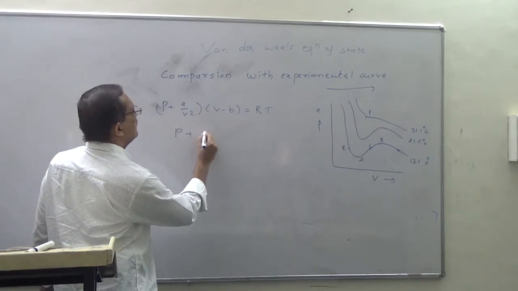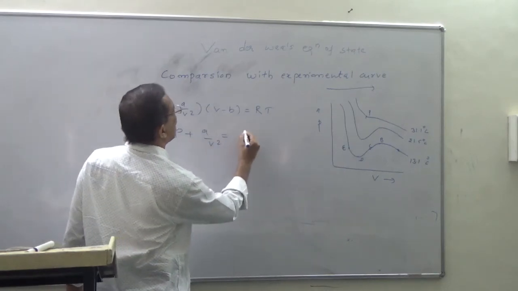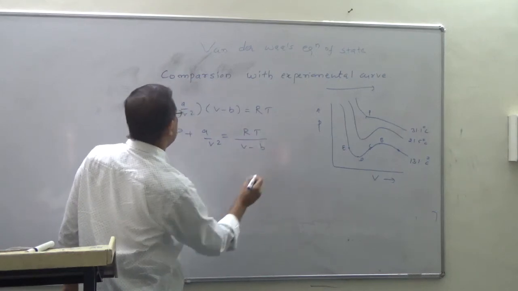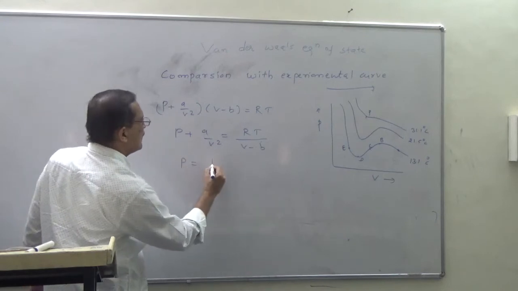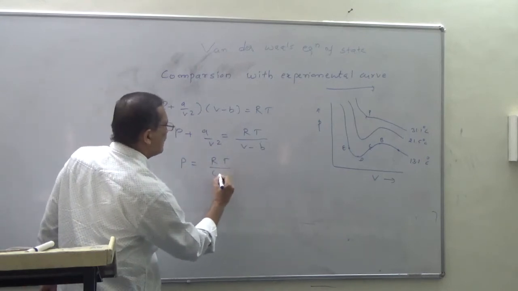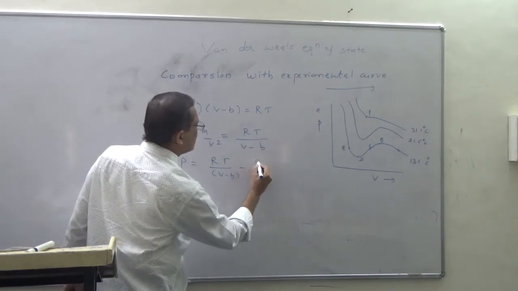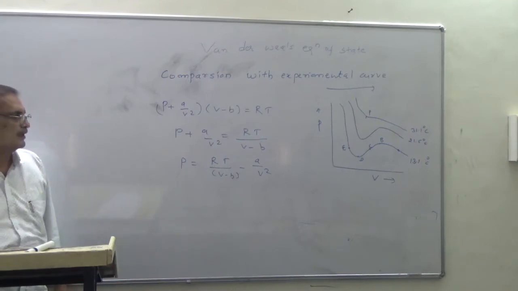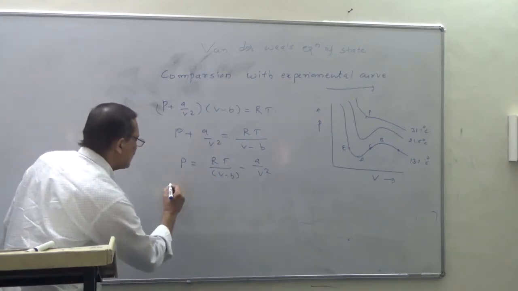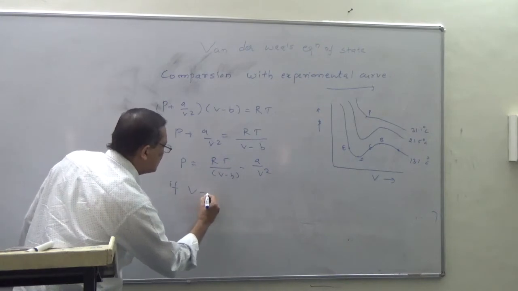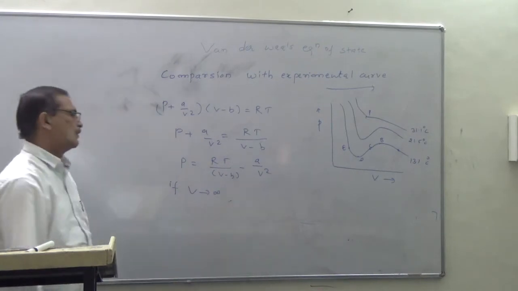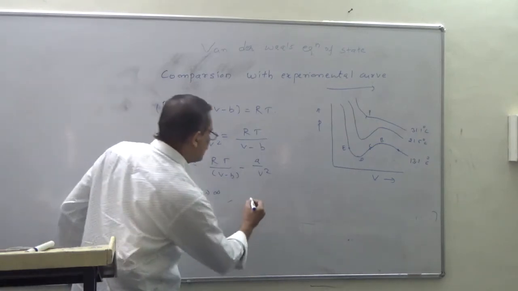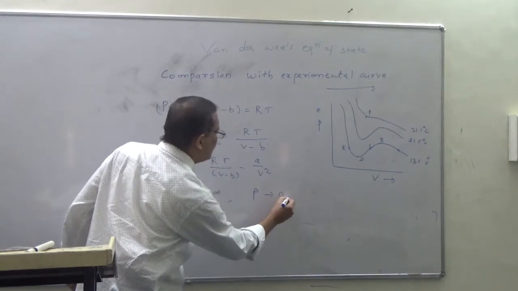P + a/V² = RT/(V − b). With simple mathematics, transferring the term to this side, P = RT/(V − b) − a/V². Now if V tends to infinity, naturally 1 by infinity is 0, so P tends to 0.